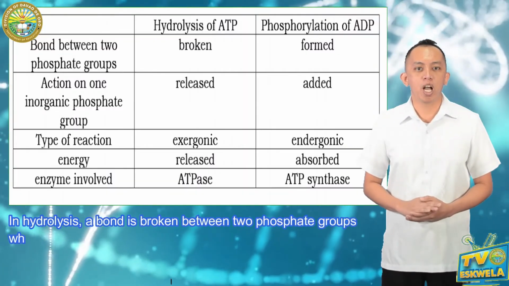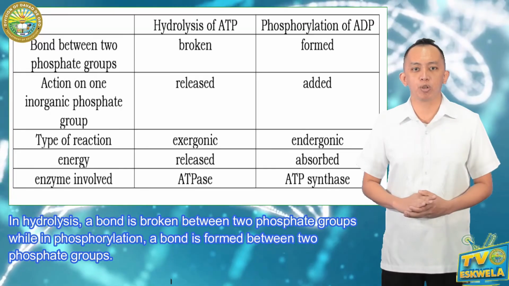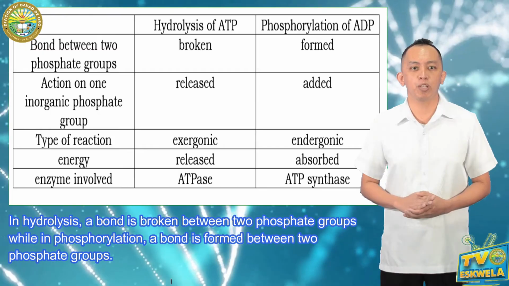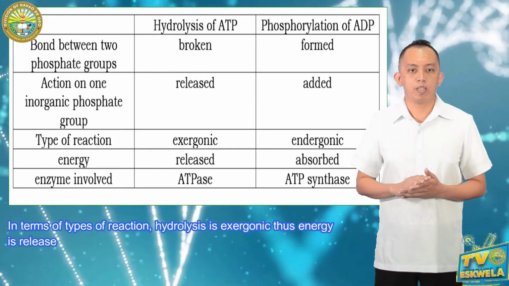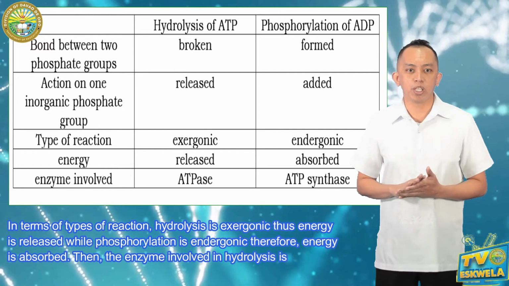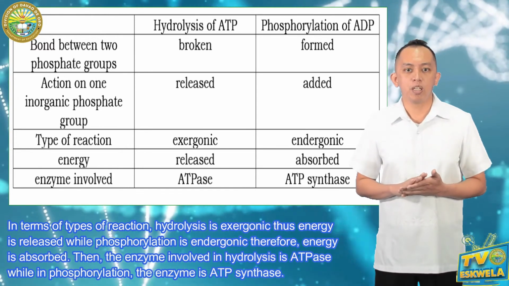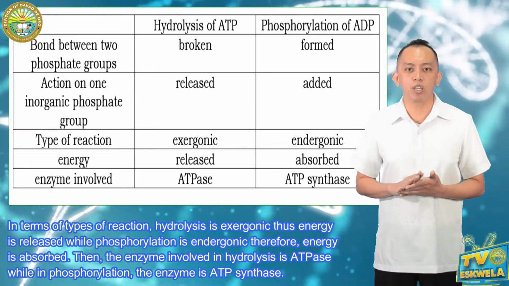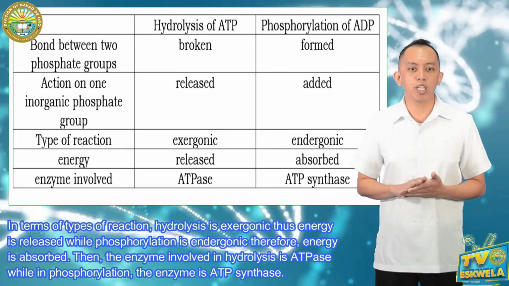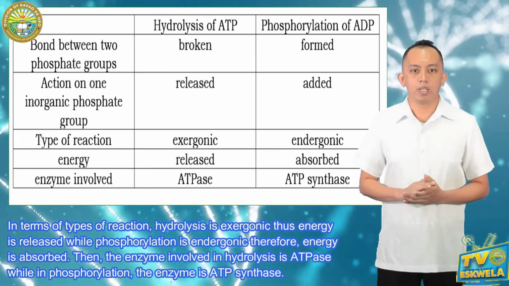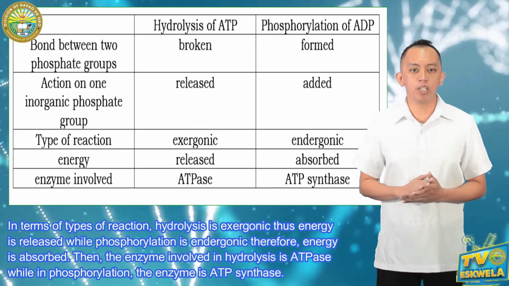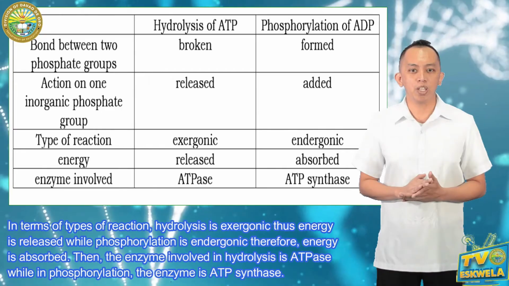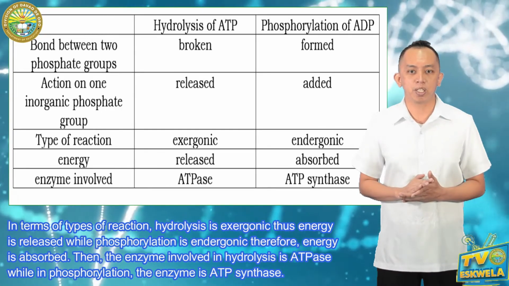In hydrolysis, a bond is broken between two phosphate groups, while in phosphorylation, a bond is formed between two phosphate groups. In terms of types of reaction, hydrolysis is exergonic. Thus, energy is released, while phosphorylation is endergonic. Therefore, energy is absorbed. Then, the enzyme involved in hydrolysis is ATPase, while in phosphorylation, the enzyme is ATP synthase.